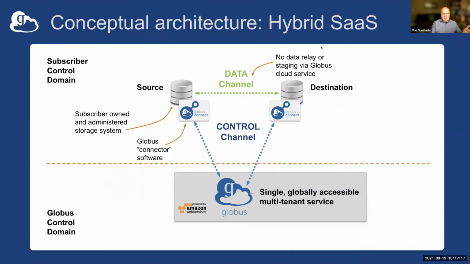What happens is we call this a hybrid software as a service, because you, as the user, will install a piece of software on your instrument storage or some attached storage, that's a staging area for the instrument data. That piece of software is called Globus Connect, and that makes your storage system an endpoint, as we call it, so that Globus can see it, and then you can access the data on that endpoint and move it and share it and so on.